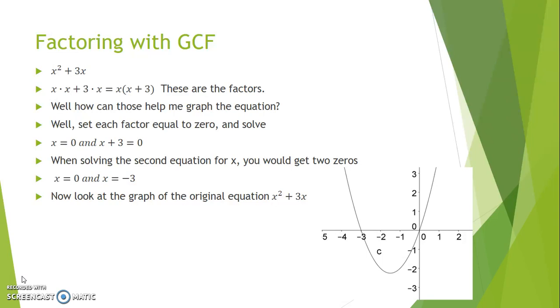If you look over here at the graph on the right side, this is the graph of the equation x squared plus 3x. And as you can see, the equation goes through the origin, 0, 0, and it also has an x-intercept at negative 3. All right, so this is kind of a preview of what we're going to get into.